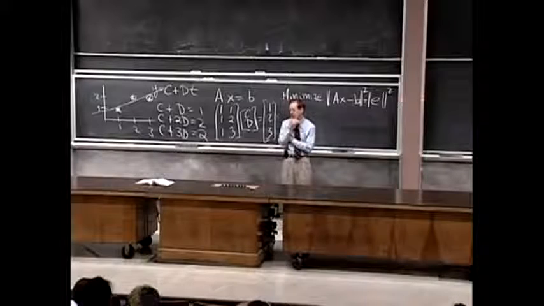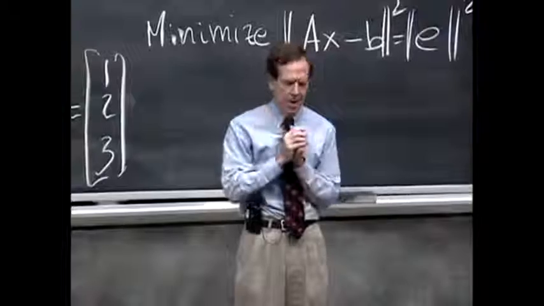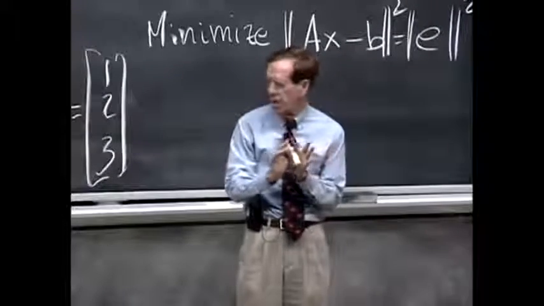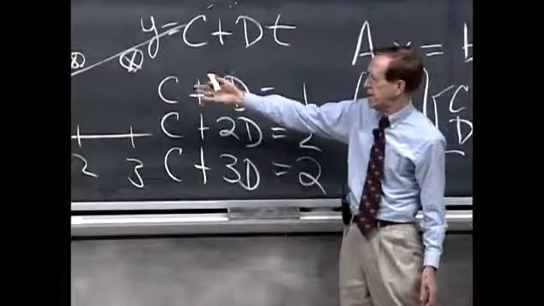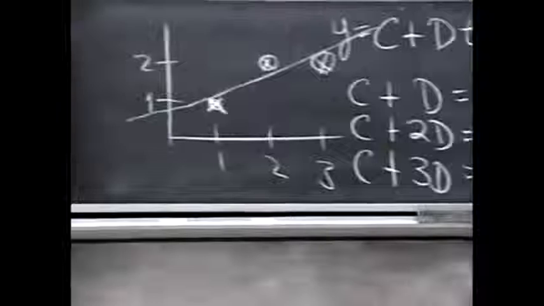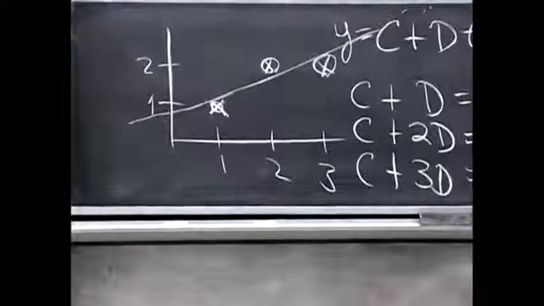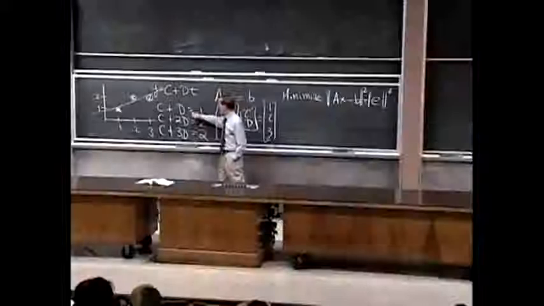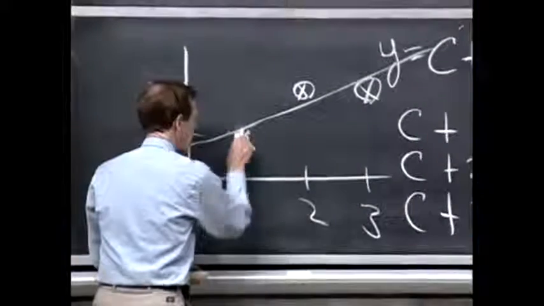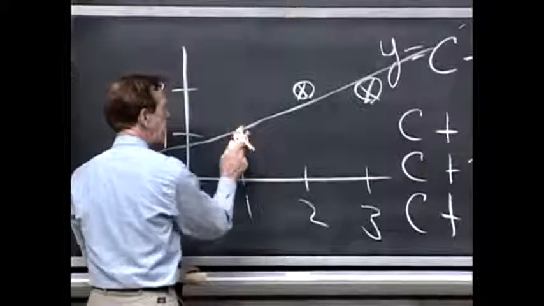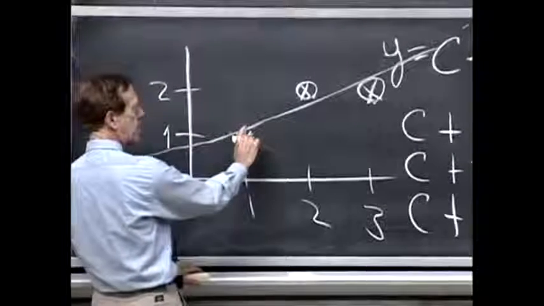I guess what I'm trying to say is there are 2 pictures of what's going on. One picture is this, the 3 points and the line. And in that picture, what are the 3 errors? The 3 errors are what I miss by in this equation. So it's this little bit here, that vertical distance up to the line. There's 1, and there's c plus d, and it's that difference.